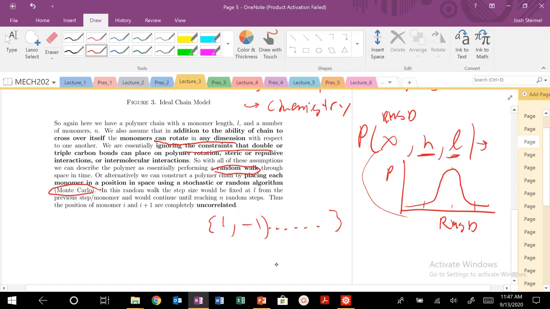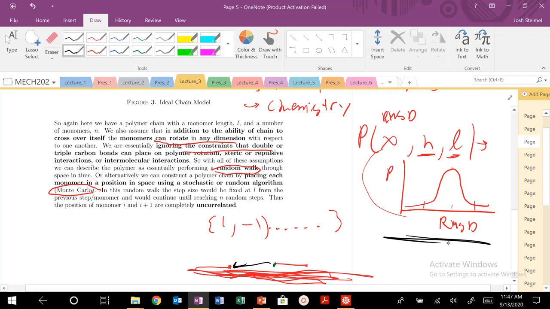If it's another minus one, we're going to step here, and that's how we're going to build up and place our monomer. And at the end, we are going to see from our starting position to our final position, from all these random steps, back and forth, back and forth, we are going to calculate that distance. That is going to be our RMS distance. That is what we're going to plot in this histogram here, and that is what we're going to find.